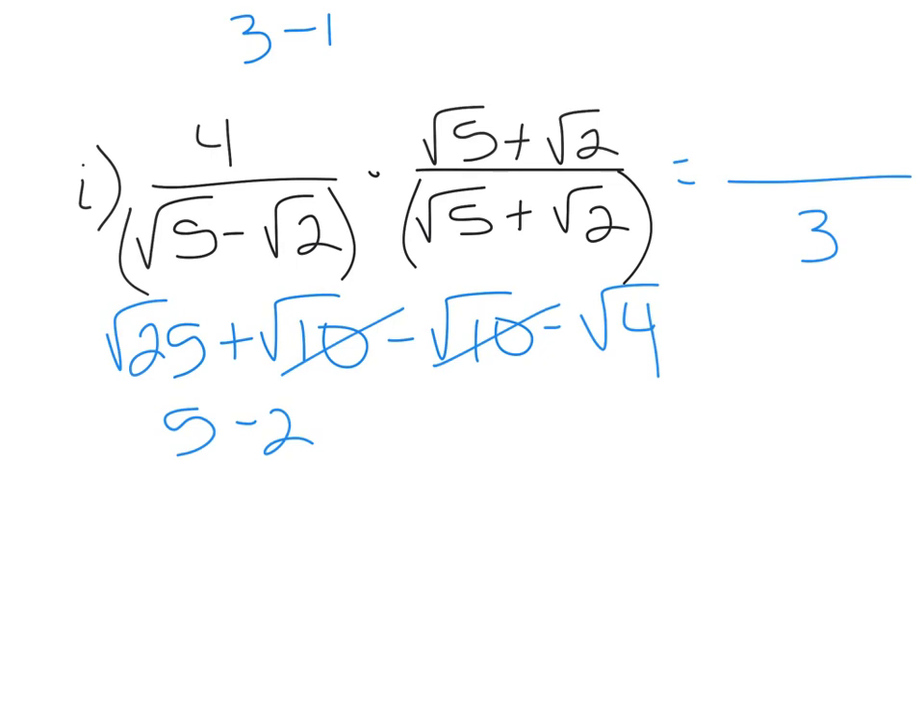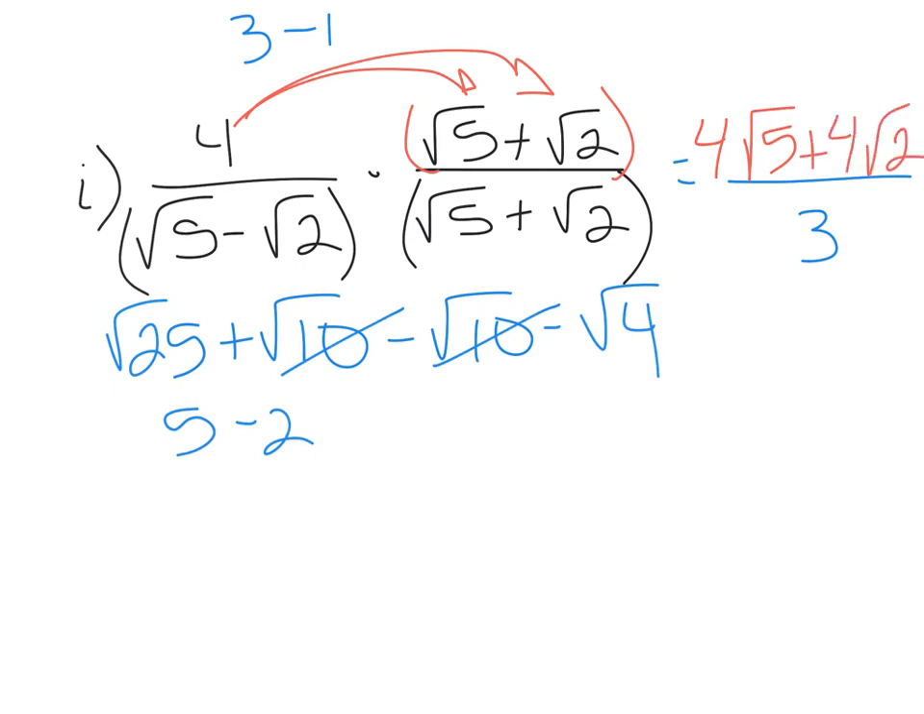All right, so this is distribute again. 4 times the square root of 5 is 4 square root of 5. And then 4 times the square root of 2 is 4 square root of 2. And you're done.